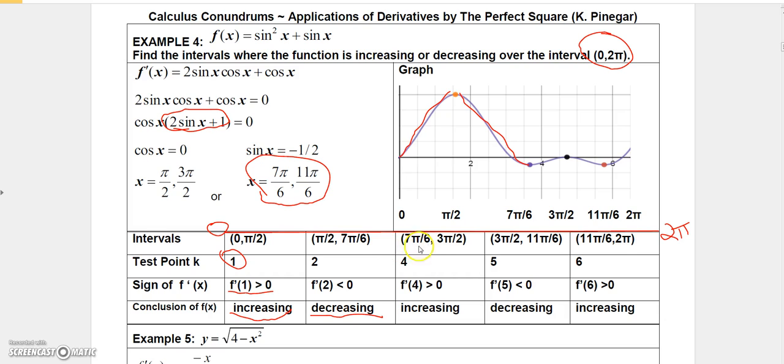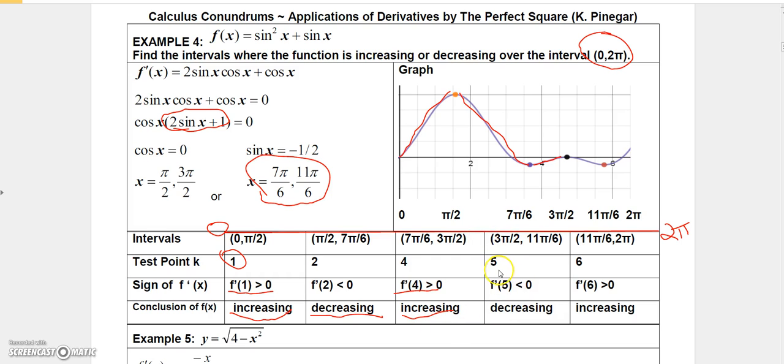And then from 7 pi over 6 to 3 pi over 2, I used the number 4. So when I plugged 4 into the derivative, I got a positive value, and since the derivative is positive, that means the function is increasing. So that's this little piece right here. You see that little piece that's increasing there.